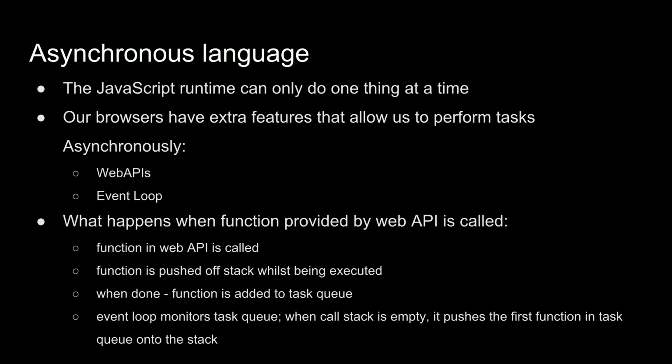Now this brings us to JavaScript being an asynchronous language. Like I mentioned, your JavaScript runtime, where your JavaScript code is executed, can only do one thing at a time. But because your browsers add these extra features, such as web APIs and the event loop, your JavaScript can do other things, and we'll see why. We'll come back to this, and I'll give an example of why the web API helps us.